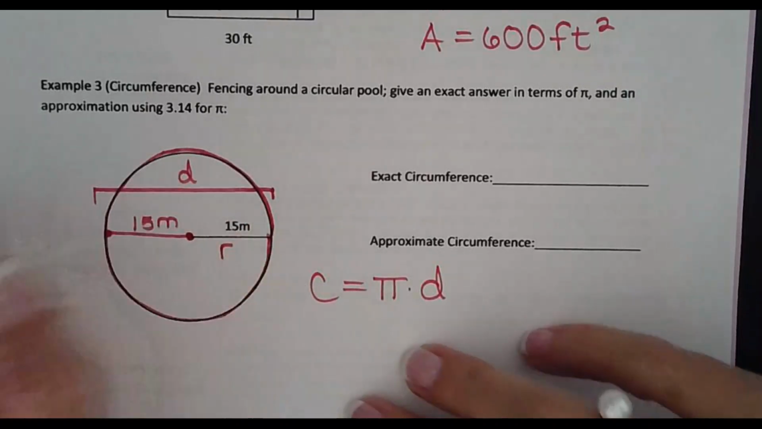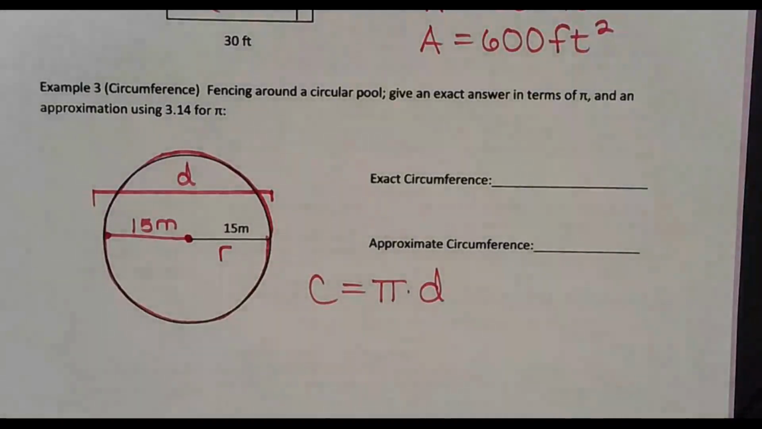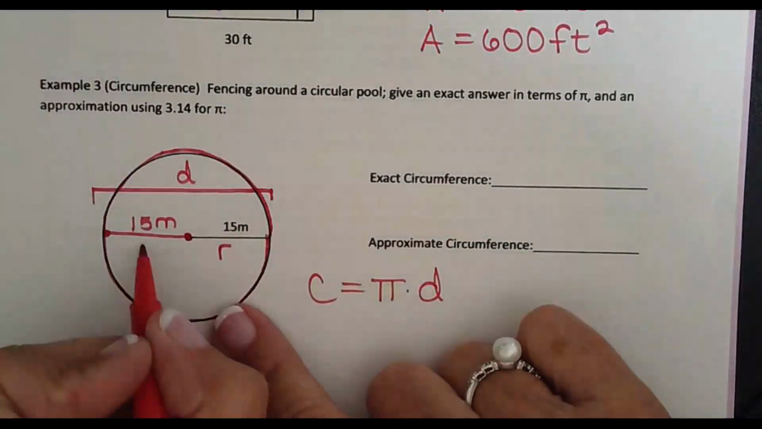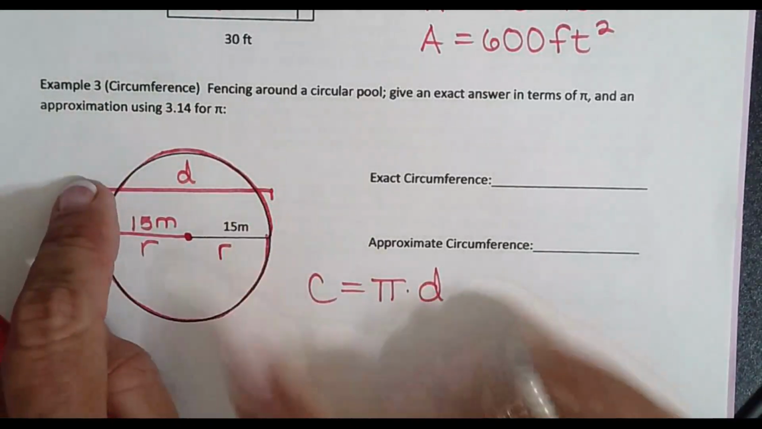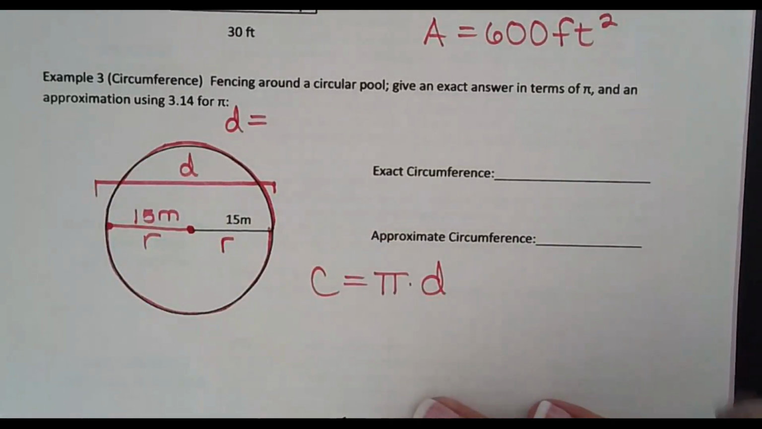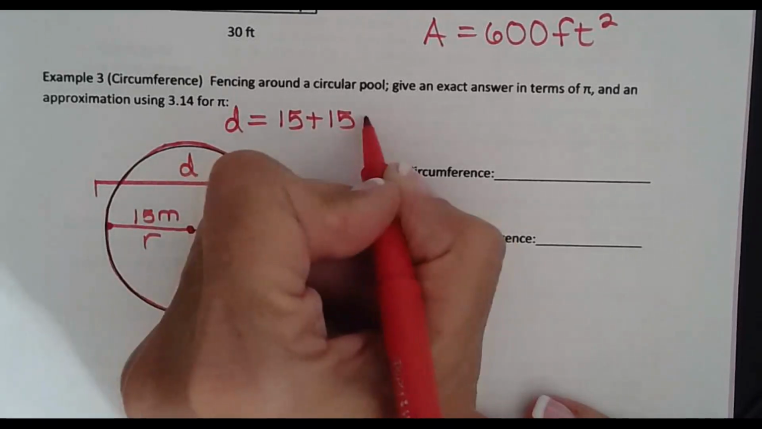So just think of it, when they talk about the diameter of a tire, the diameter of a pool, they're talking about the distance all the way across. So you can see a diameter is equal to 2 radii. So radius plus radius equals diameter. So I know the diameter of this circle is 15 plus 15, 30 meters.